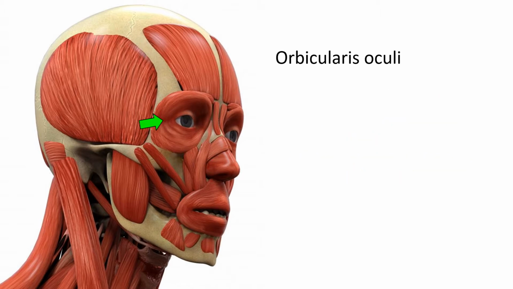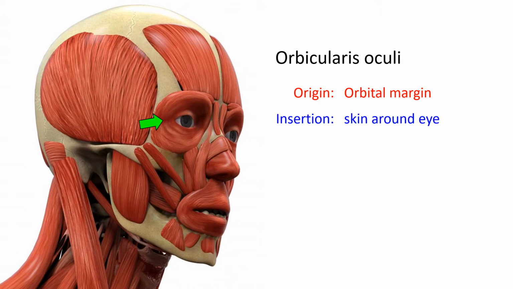This muscle is the orbicularis oculi. This is one of those muscles that is named after its shape as it orbits the eye. So the origin of this muscle is actually the orbital margin. So some of the fascia and the bones surrounding the eye socket. The insertion is actually the skin around the eye. And so what this muscle is going to do is it's going to allow you to squint, but will also close the eyelid as well.